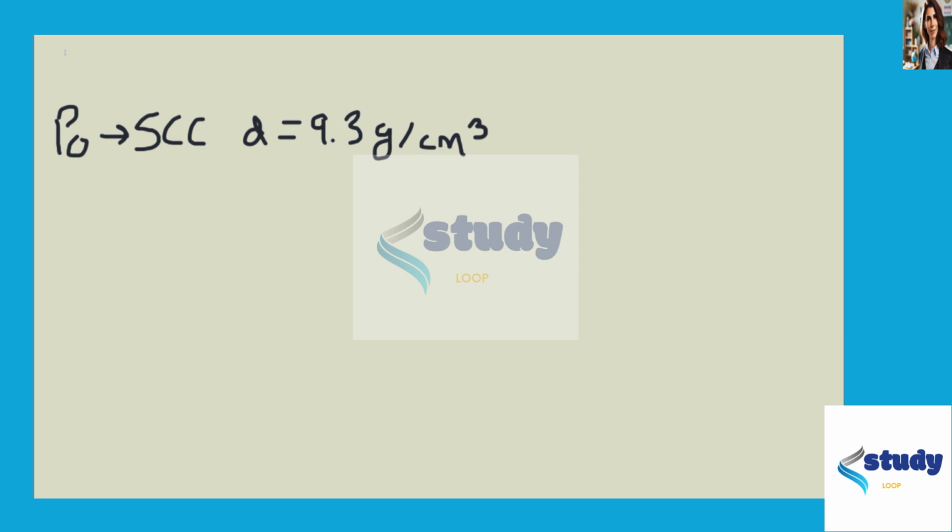So here we're given a lot of information about polonium. We're going to use this information to calculate Avogadro's number. Polonium crystallizes into a simple cubic cell. Its density is 9.3 grams per cubic centimeter. The radius of a polonium atom is 167 picometers. And the molar mass of polonium is 209 grams per mole.